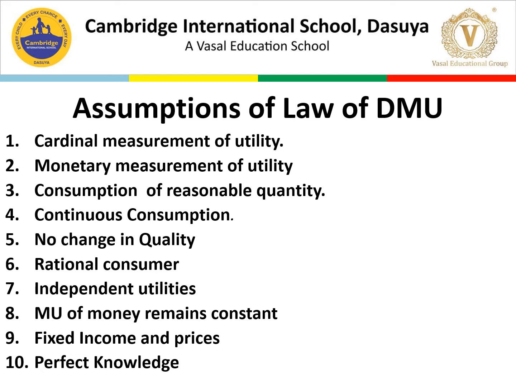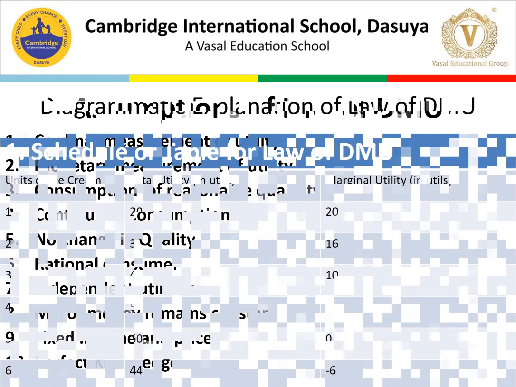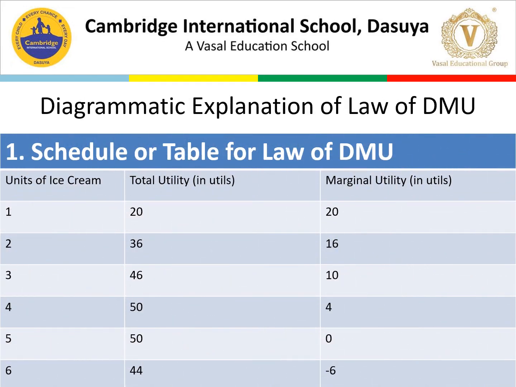Now we have to move further about the last two topics. The next thing is the schedule of DMU. So you can see the schedule with units of ice cream. We have taken 6 units of ice cream.